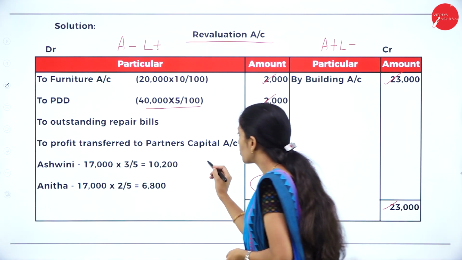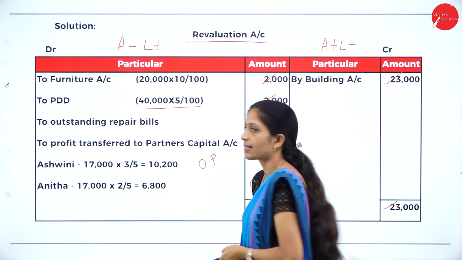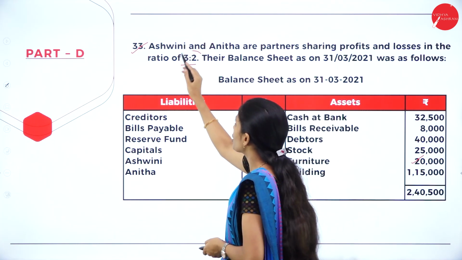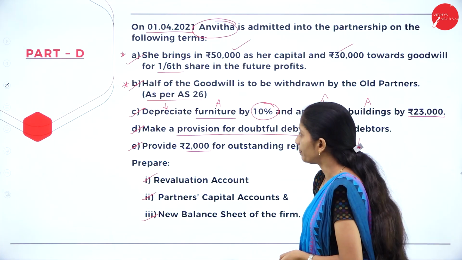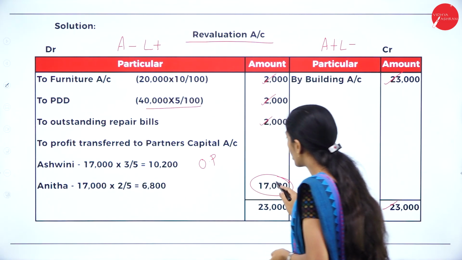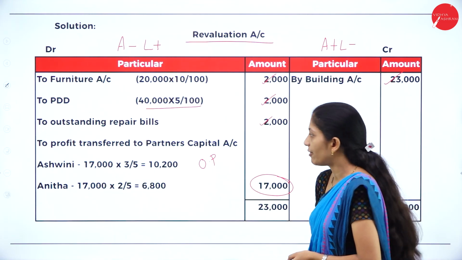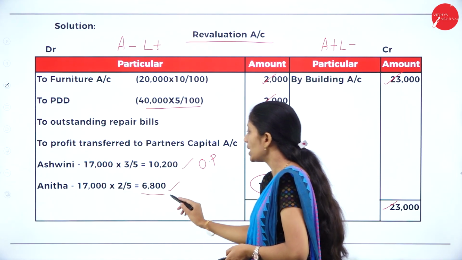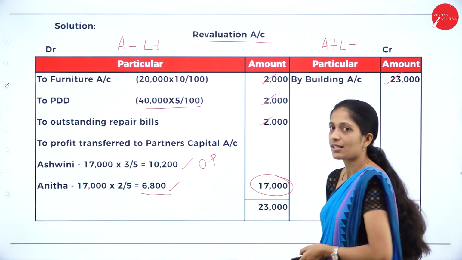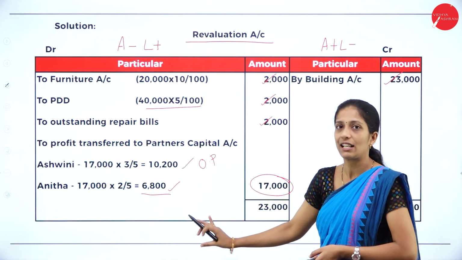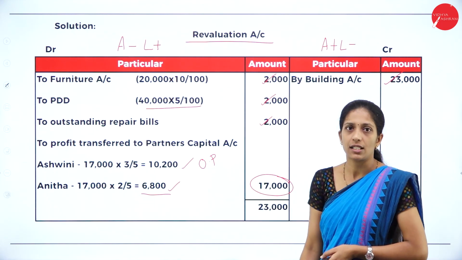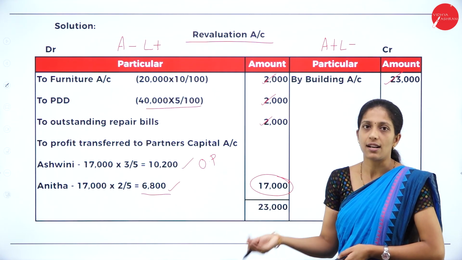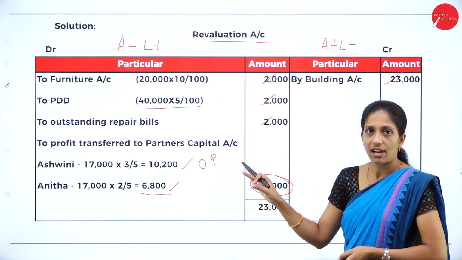So, I have told you it has to be transferred only to the old partners. So, who are the old partners? It is Ashwini and Anita. So, you have to distribute in the ratio 3:2. So, Ashwini, your profit is 17,000 into 3 by 5, you will get 10,200. Anita, 17,000 into 2 by 5, you will get 6,800. Add these two, you will get 17,000. So, this has to be written in the inner column and the total amount has to be written in the outer column. So, first you will write this, then distribute among the partners in the ratio. So, this is about your revaluation account.